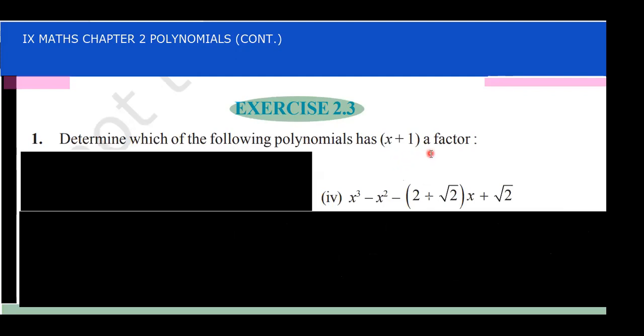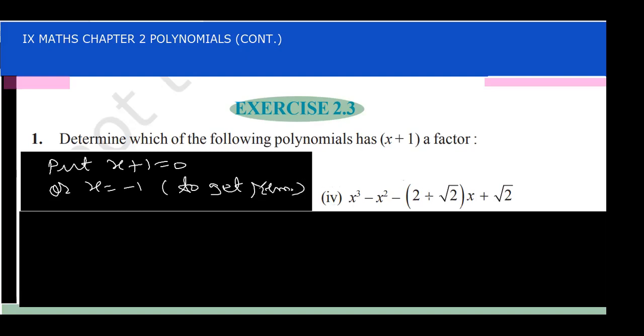Determine whether x plus 1 is a factor of this polynomial x cube minus x square plus root 2 or not. The same way, find out the remainder. For the remainder, put x plus 1 is equal to 0, or x is equal to minus 1, to get the remainder. देखिए फैक्टर है या नहीं है, ये रिमाइंडर पे डिपेंड करता है, और रिमाइंडर फाइंड आउट करने के लिए हमें रिमाइंडर थ्योरम का यूज करना पड़ता है.